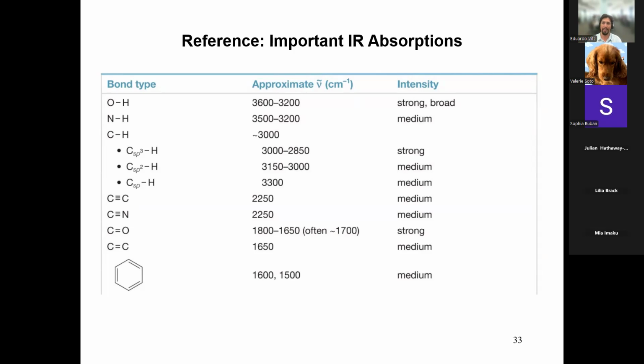So make sure you study this table. Make sure you use it to practice the examples. Make sure you go to the AIST database and look up stuff on your own and practice. And remember, these are guidelines. This is not 100% absolutely every single time. Okay? So I believe this completes our lecture for infrared spectroscopy.